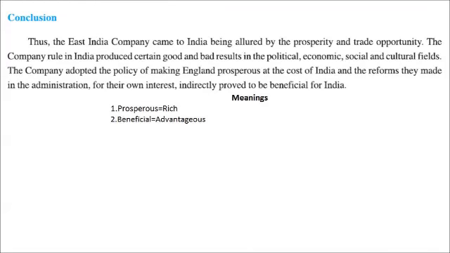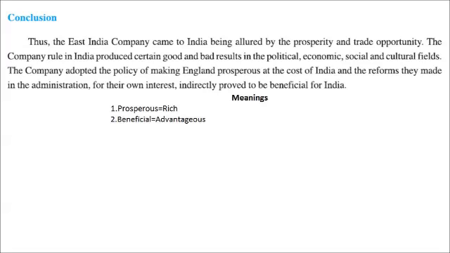So we come to the conclusion, and that's the last part. Overall, let's see what happened. Thus the East India Company came to India being attracted, that is allured, by the richness and trade opportunity in India. And the company rule in India produced certain good and bad results. So there were some advantages also of this company rule in our country, and there were so many disadvantages in the political, economic, social and cultural fields.